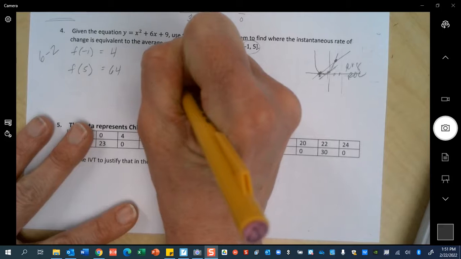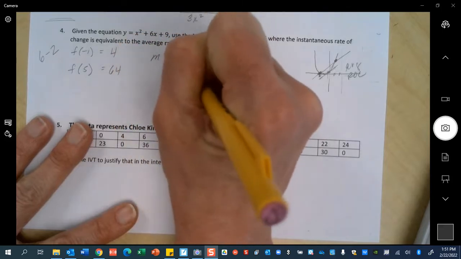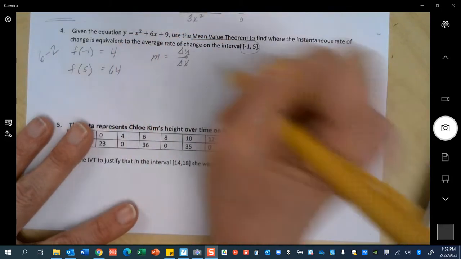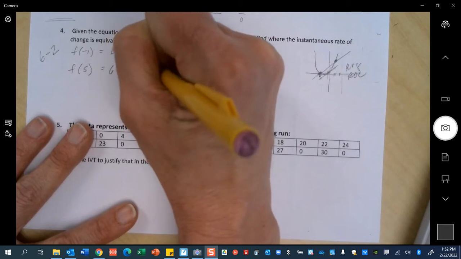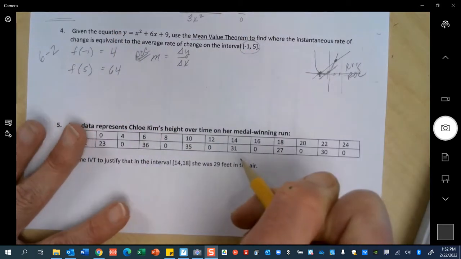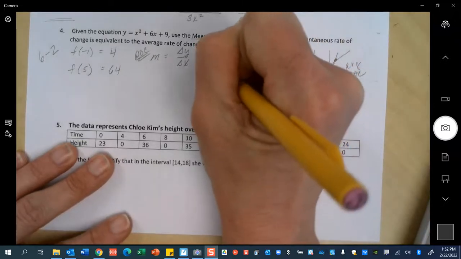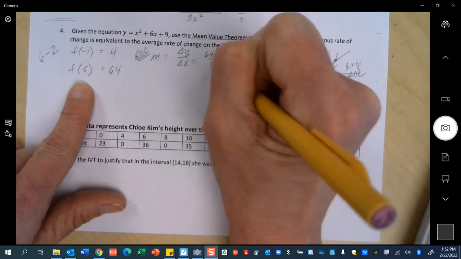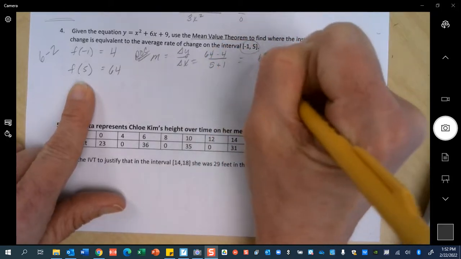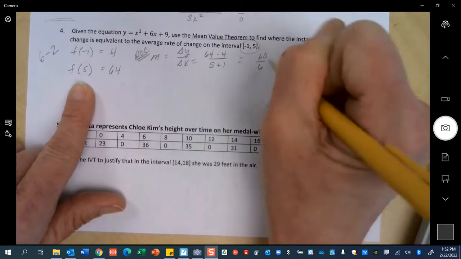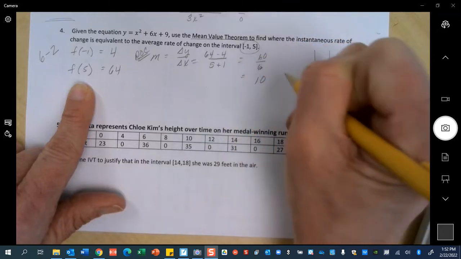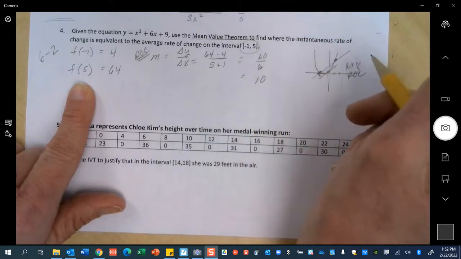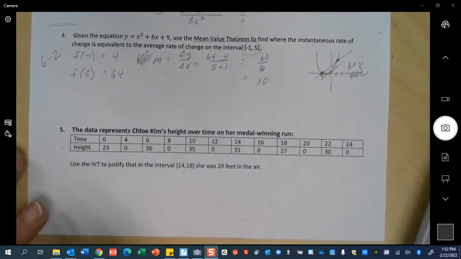So when I'm looking for the slope, I'm looking for the change in my output compared to the change in my input. This is my average rate of change, which means 64 minus 4 over 5 minus negative 1 is going to be equal to 60 over 6, which sounds a lot like 10. Units per unit, whatever we're talking about. That is my average rate of change. That is my slope. That is Algebra 1 fun.